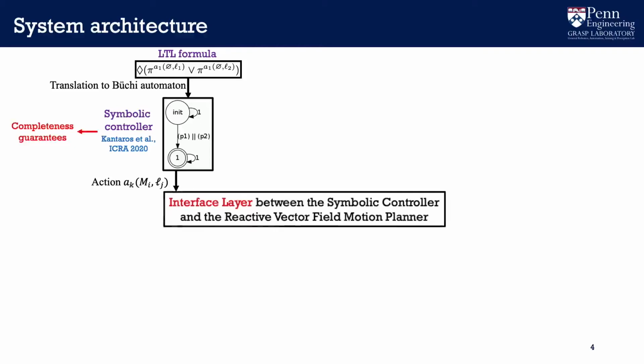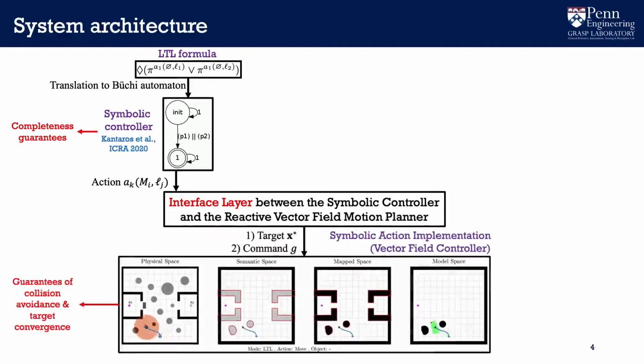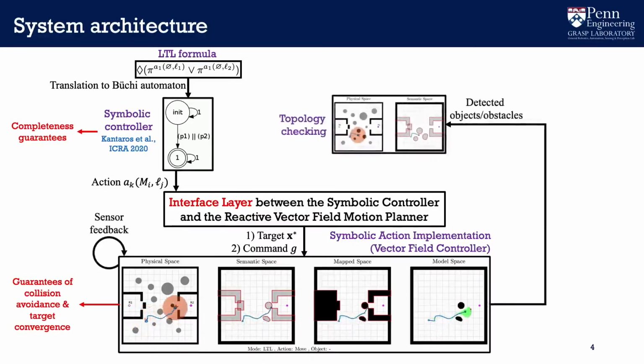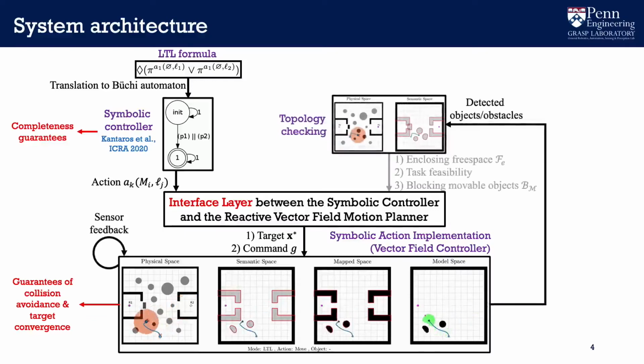An interface layer translates this action into a point navigation task and a gripper command, realized by a reactive vector field controller with provable guarantees of target convergence and collision avoidance using sensor feedback. To account for blocking conditions, the detected objects and obstacles are fed into a topology checking module that checks whether the robot's free space has changed, whether the task is feasible, and also outputs the list of blocking movable objects if the task is not feasible.